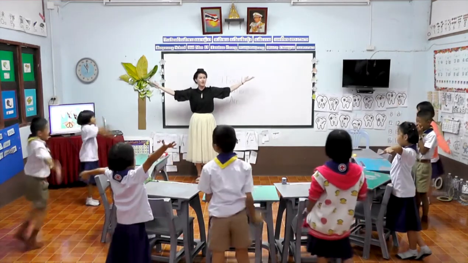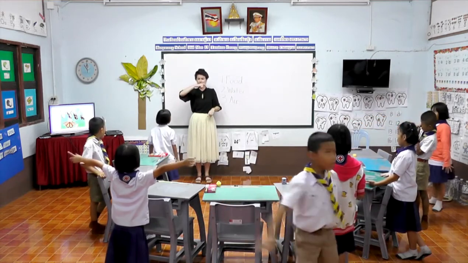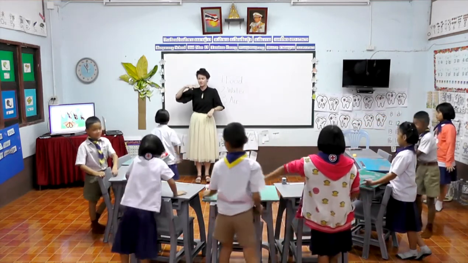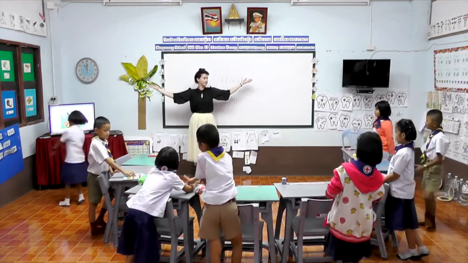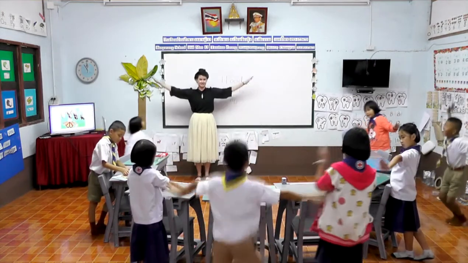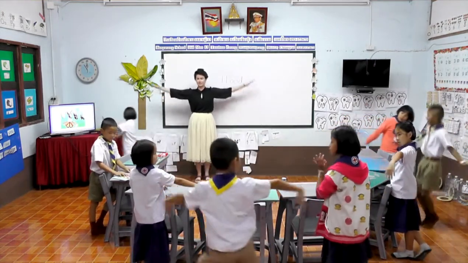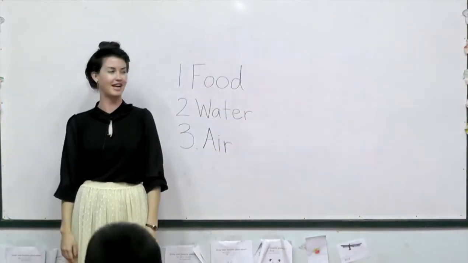And now, what are you? What did you become? Are you still a worm when you come out? What are you? You're a butterfly. Fly like a butterfly. Very nice. Very nice butterflies.